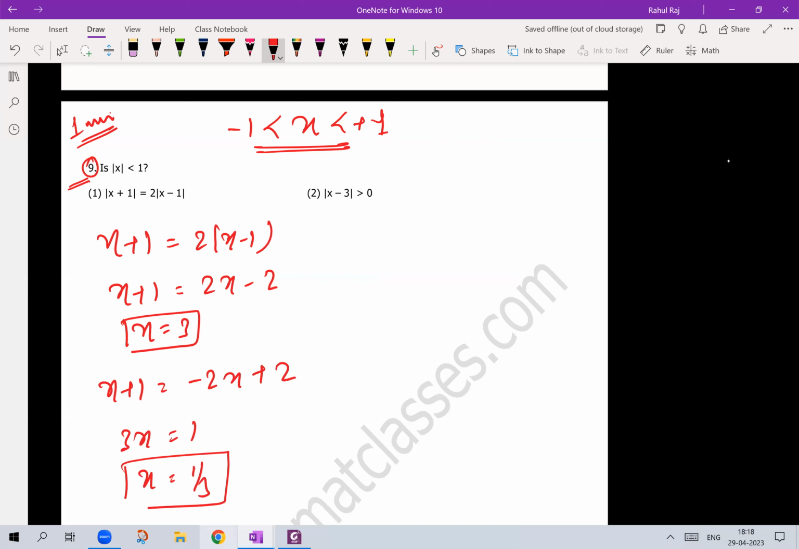That's it. So if you solve statement number 1, you get two values of x, that is x is equal to 3 and 1 by 3. So my question is, does x lie between -1 and 1? In this case, it lies. In this case, it does not lie. So you have a yes and no situation. You can say not sufficient.